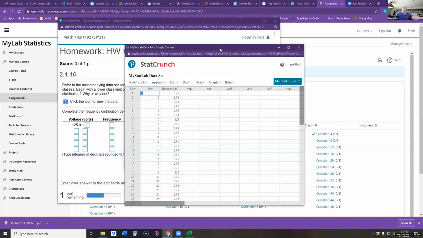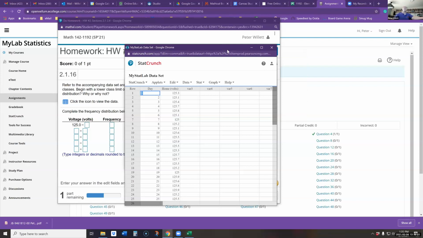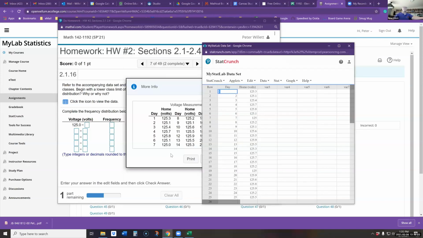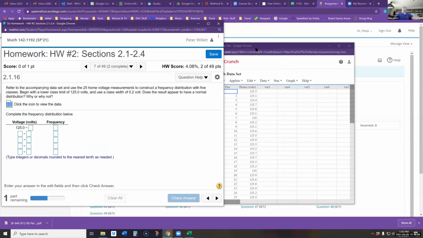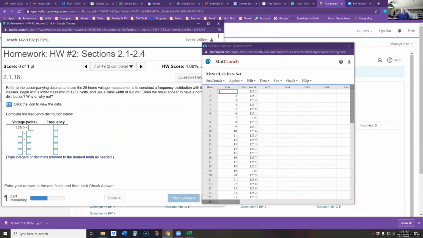So as I was mentioning before, it's possible that you would have a data set that has more than one column. And this way you have an ability to apply the histogram to the column of your choice.